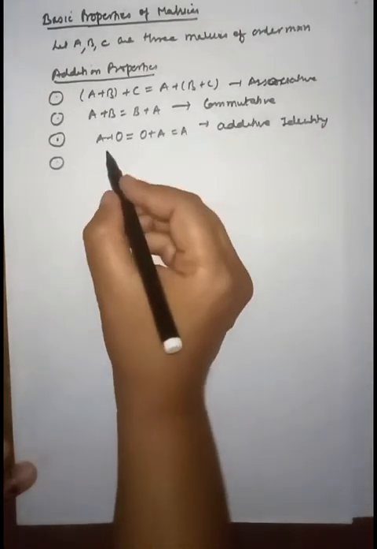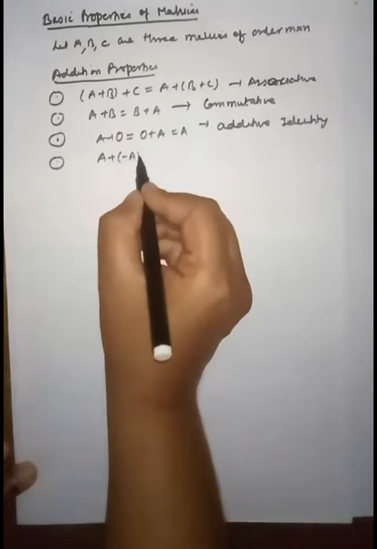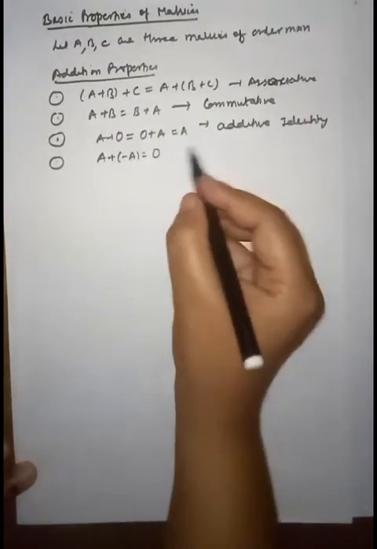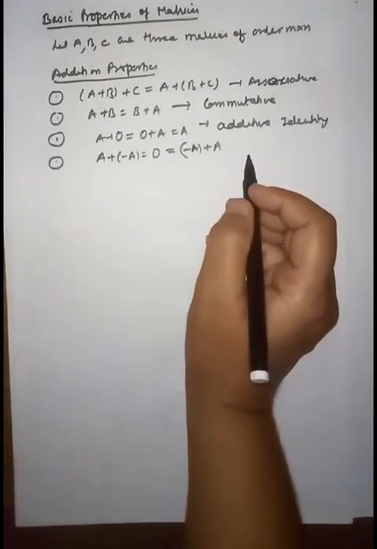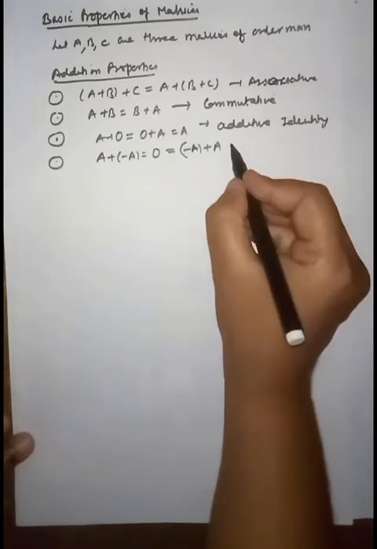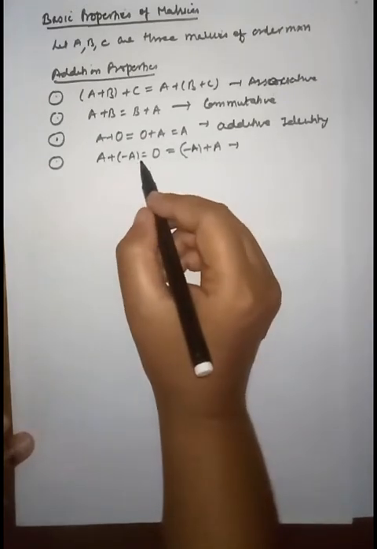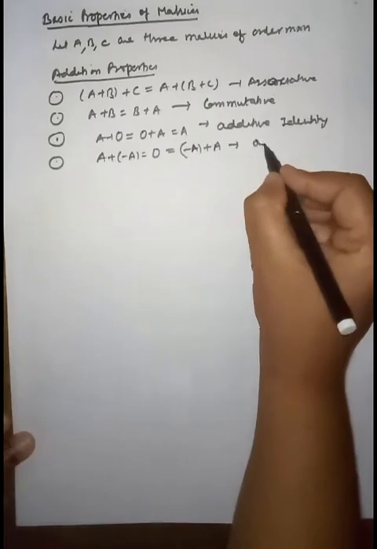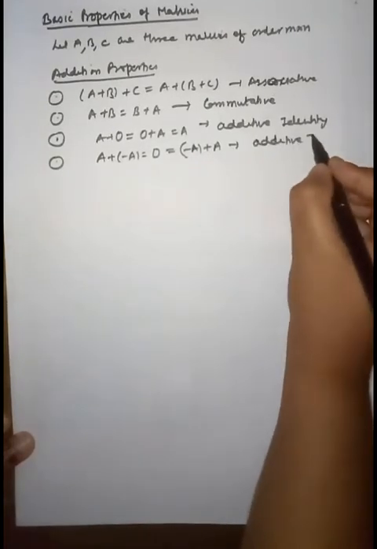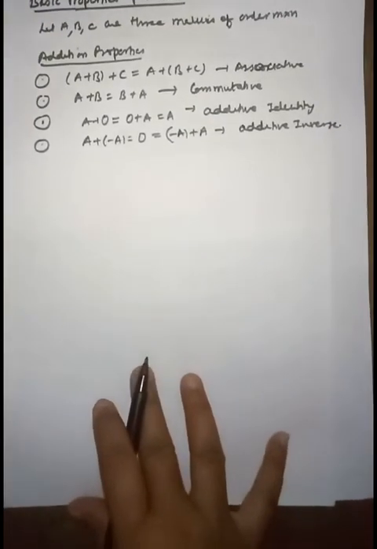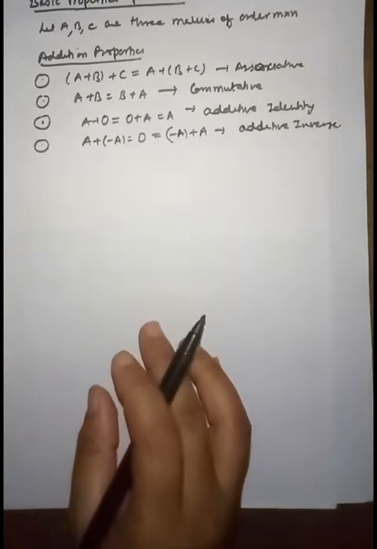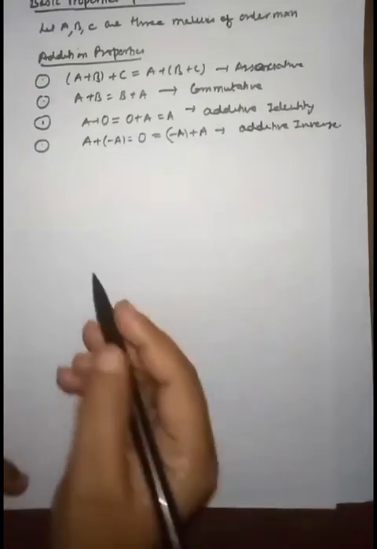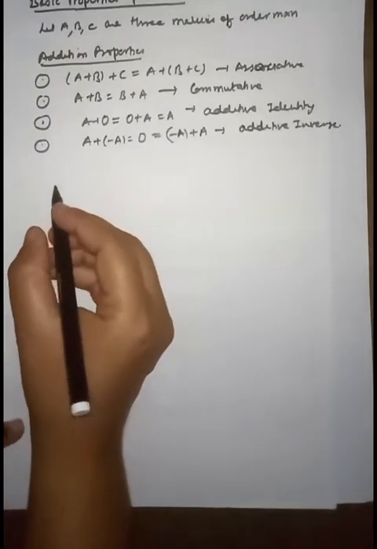Now the fourth one is A plus (minus A) equals the 0 matrix, or minus A plus A. If this property holds, then this minus A is known as the additive inverse. Right? So these are the addition properties. Now move on to multiplication properties.